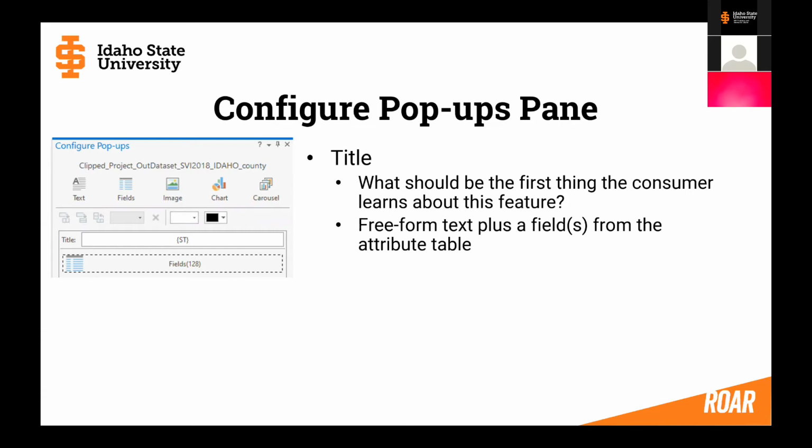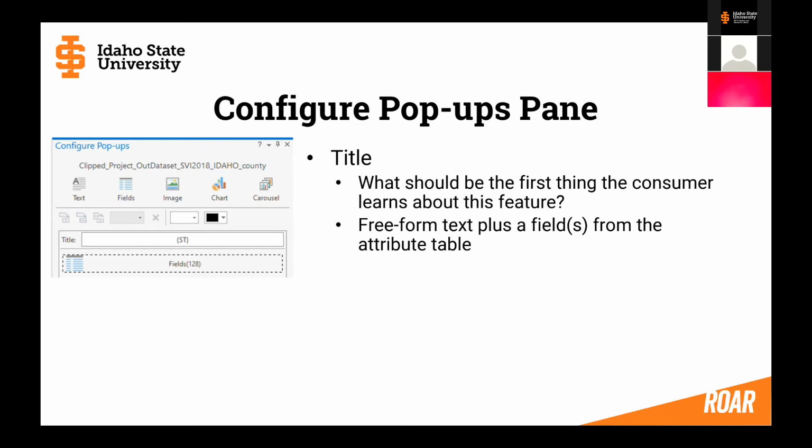The first thing I need to be paying attention to is the title. That's that line above the bar. What should be the first thing the consumer learns about this feature? If we think about that Johns Hopkins map, what we learned is that, oh yeah, I did really click on Bannock County. That's what I was trying to find out. So I am confirmed that this is what I'm looking at, Bannock County's data.